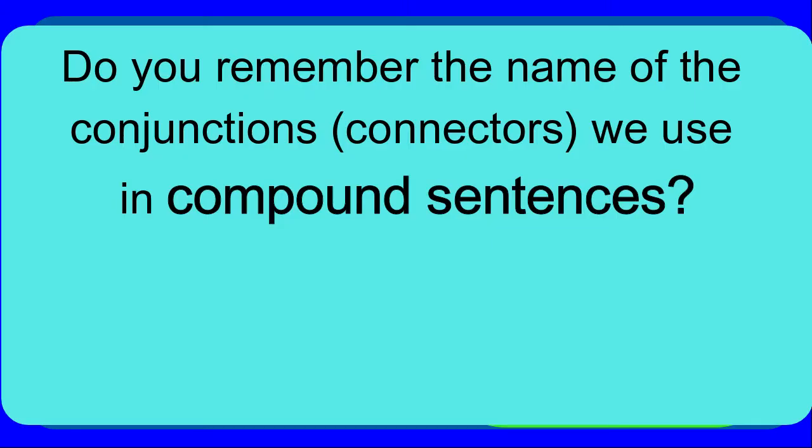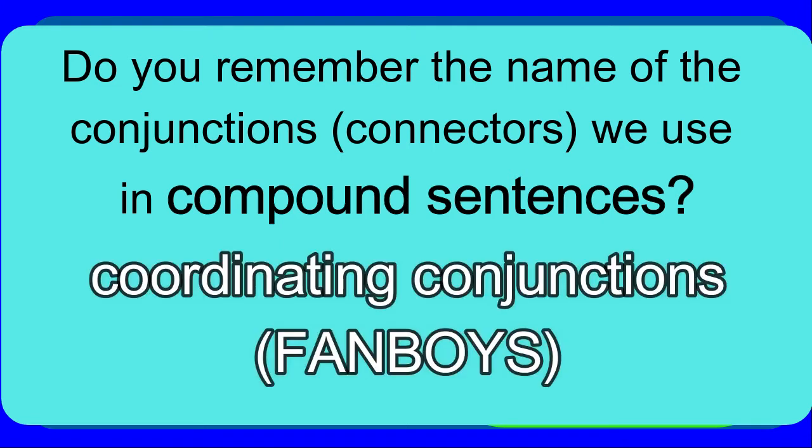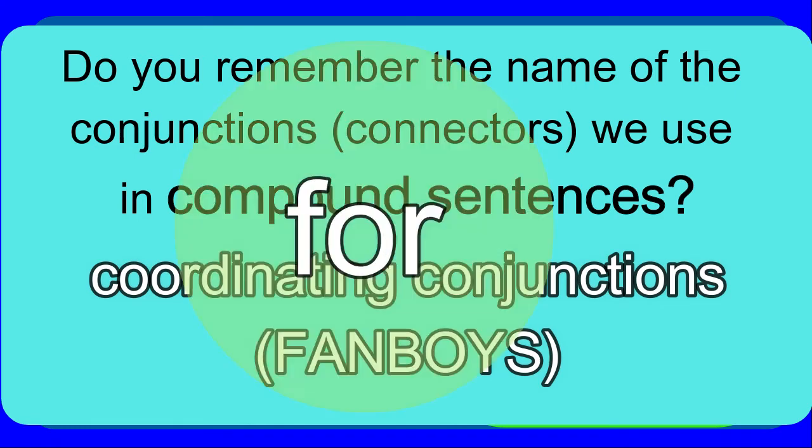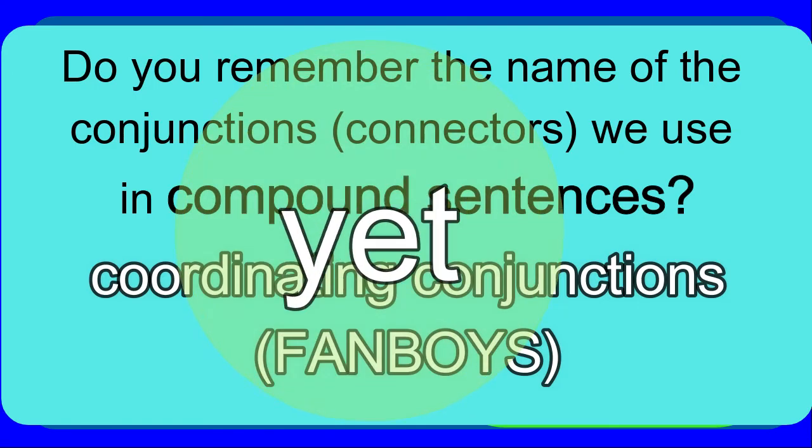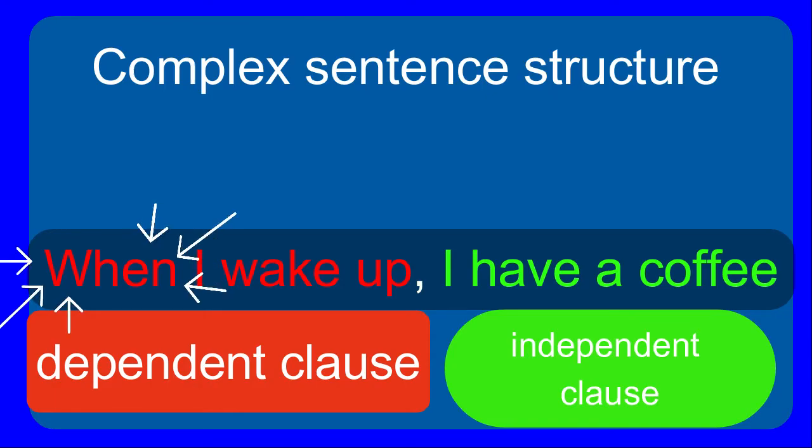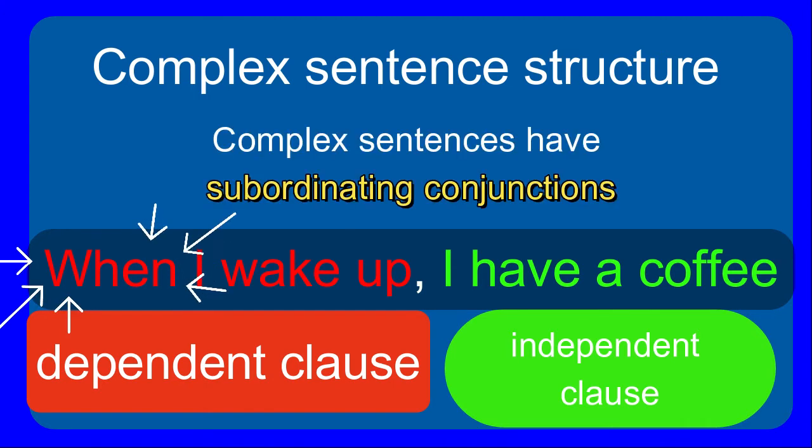Now, do you remember the conjunctions or the connectors that we use in compound sentences? These ones are coordinating conjunctions. We learnt the fanboys: for, and, nor, but, or, yet, so. Do you remember that? Those are the conjunctions we use for compound sentences, but now you need to start learning the conjunctions or the connectors for complex sentences. And these are called subordinating conjunctions.